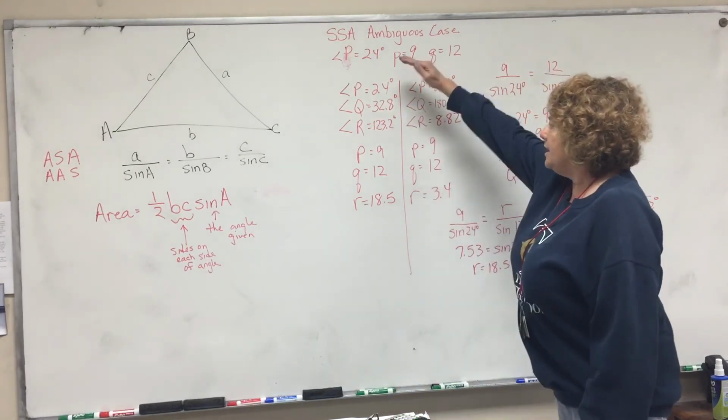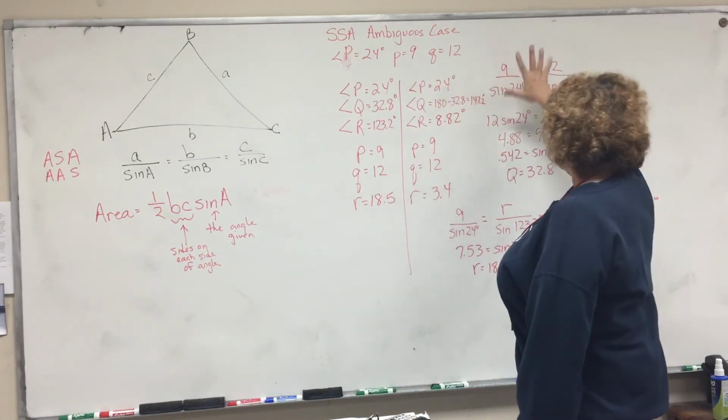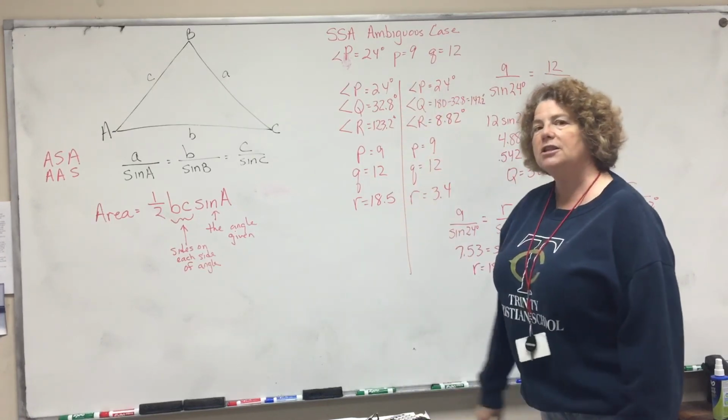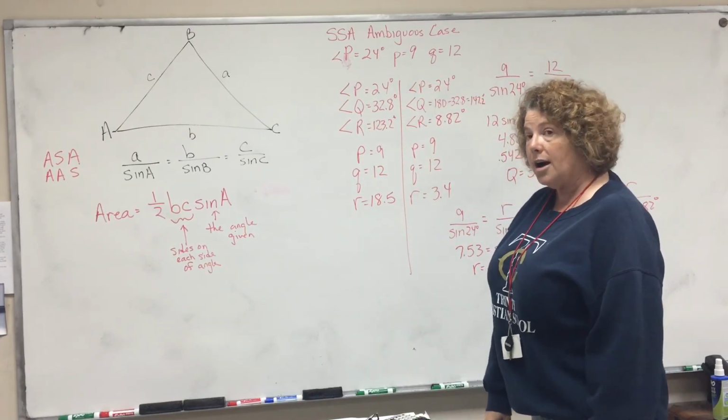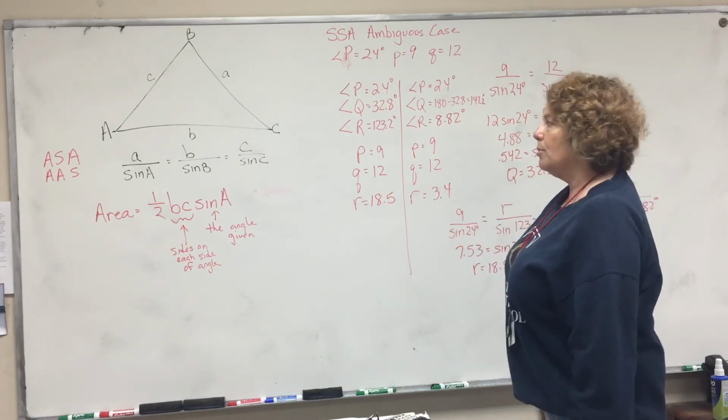But I want to see the two columns, and I want to see your work showing how you got each of these in the two columns, even on your odds and even on ones I do on the board as examples.